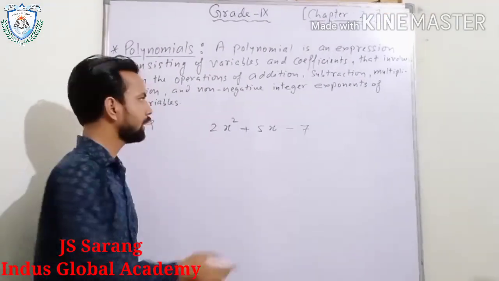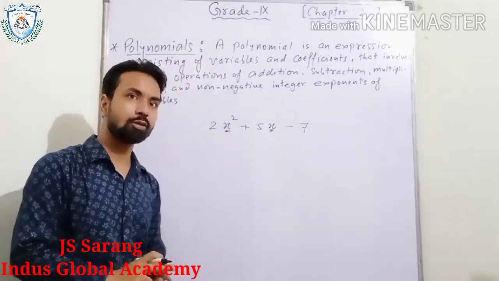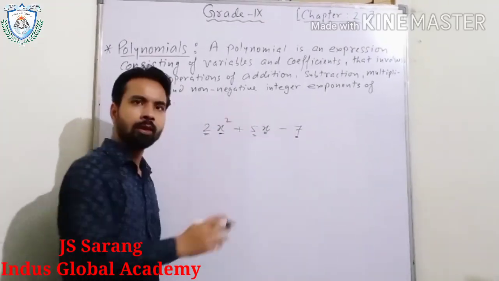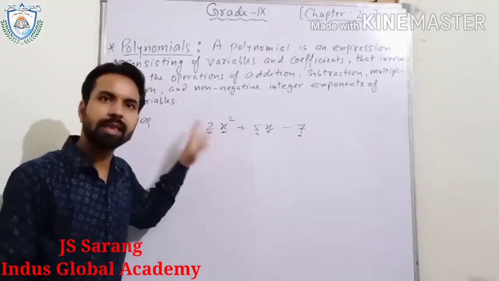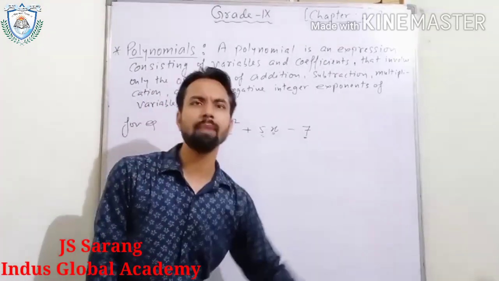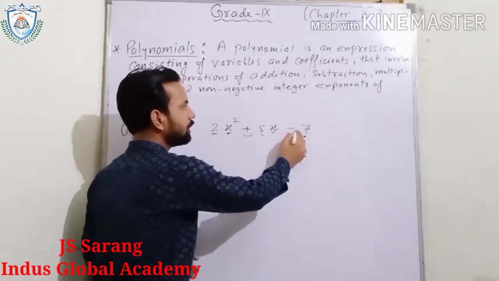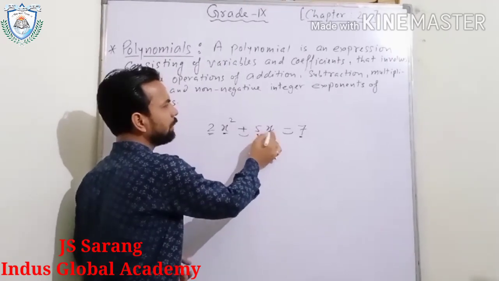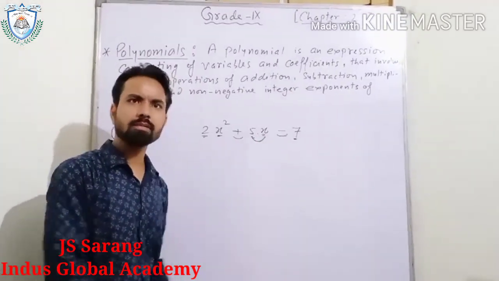Because this is an algebraic expression which consists of variables and coefficients. Here x is the variable. Coefficient means constant term, means numerals 2, 5 and 7. So it is an algebraic expression consisting of variable and coefficients that involves the operations of addition, subtraction and multiplication. See, addition is here, subtraction is here, and the multiplication is between 5 and x. There is no sign in between them, that means there is multiplication between 5 and x. So multiplication is also there.